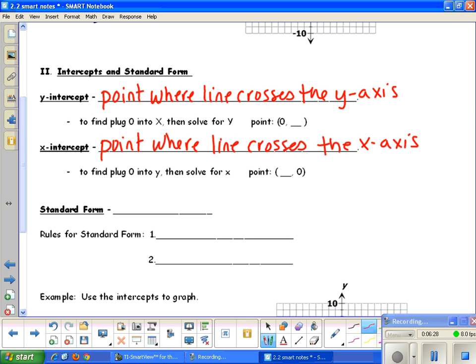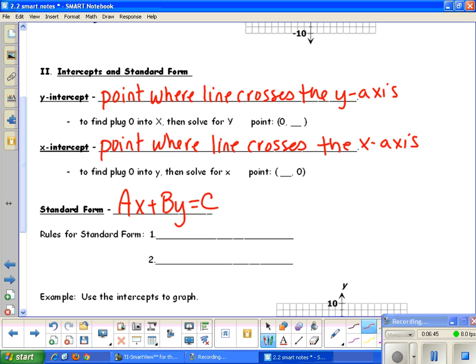Now, we also have different forms for our lines. We talked about slope-intercept form. We also have standard form. So standard form for a line is ax plus by equals c. And remember, you're going to be plugging numbers in for a, b, and c. X and y always stay in your equation.